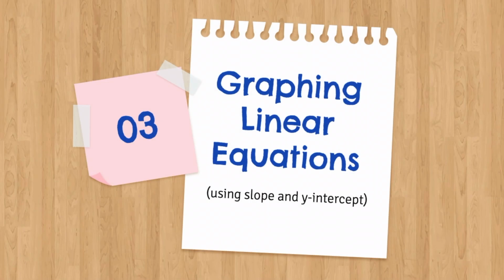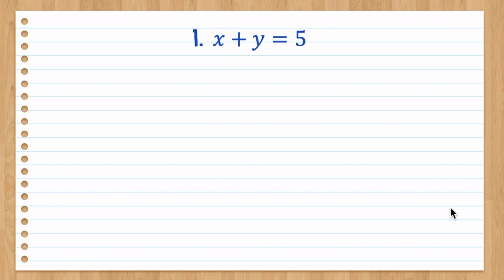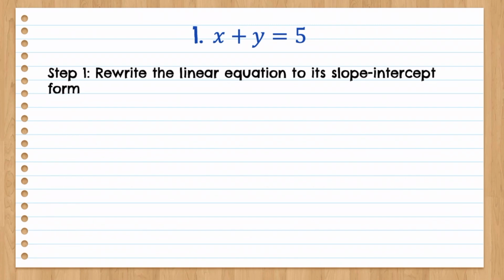Our third way is graphing linear equations using slope and y-intercept. So, dito importante na yung linear equation mo is written in the slope-intercept form. Kasi gagamitin mo yung slope niya, saka yung y-intercept niya. So, let's have our specific example. You have, write the linear equation x plus y is equal to 5. So, ito ay nasa standard form pa. So, kailangan i-rewrite mo siya ng slope-intercept form. So, nasa taas yung link para dun sa rewriting linear equation from standard form to its slope-intercept form.